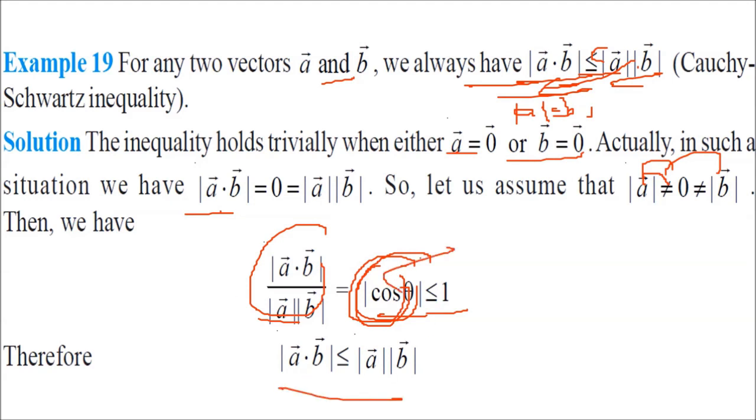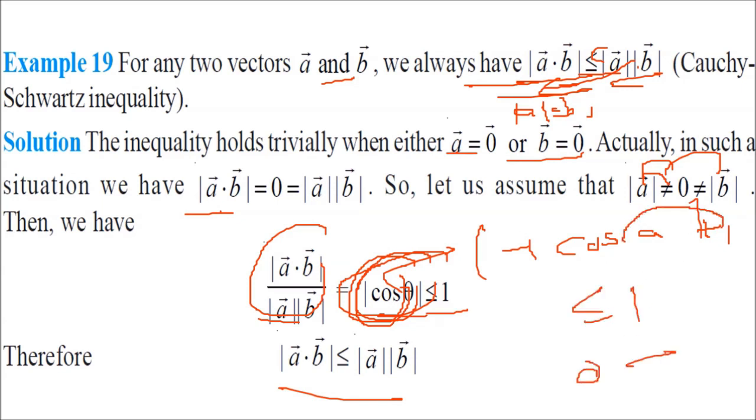See, a dot b is |a||b| cos theta, and cos theta always lies between minus 1 and plus 1. But when we take a mod, it will always be less than or equal to 1, essentially between 0 and 1. So you can take it here as 1. So |a dot b| is less than or equal to |a||b|.